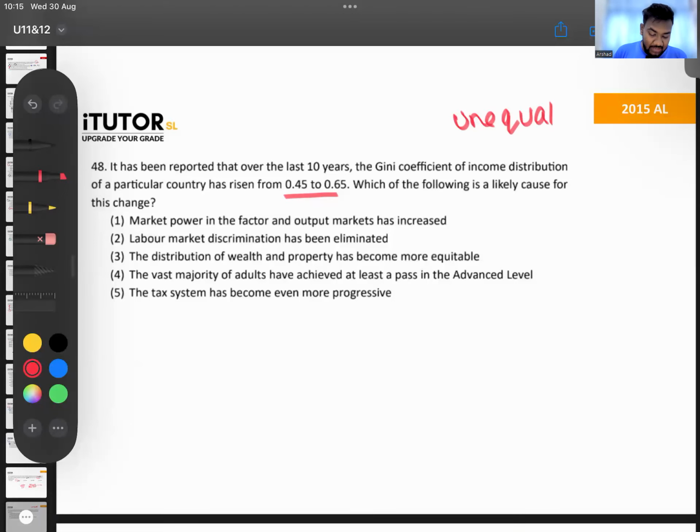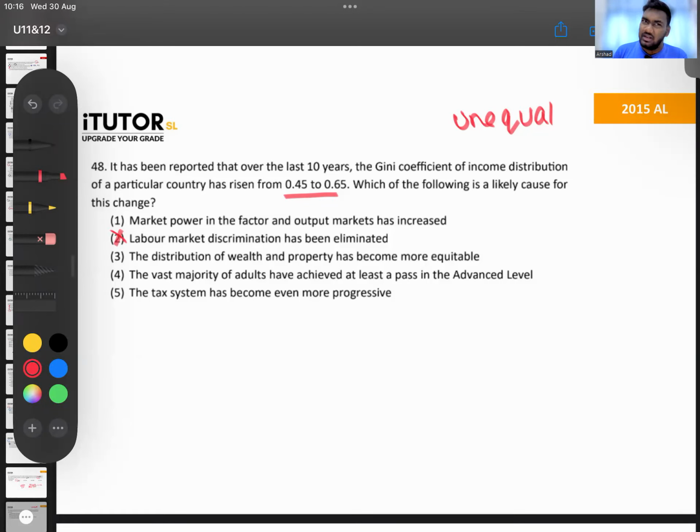Okay. Labor market discrimination has been eliminated. So there was discrimination earlier, right? Maybe against females, maybe certain ethnic groups. They were discriminated against and paid low wages. Now they have eliminated that. So that's a good thing. That won't make the income distribution unequal. That would make it more and more equal, right? If discrimination is eliminated, it will make it equal. So not this.